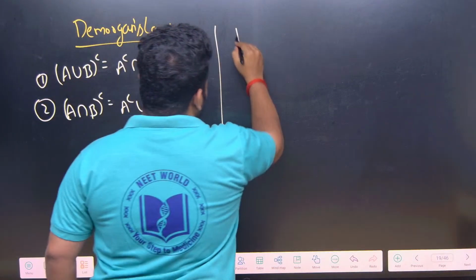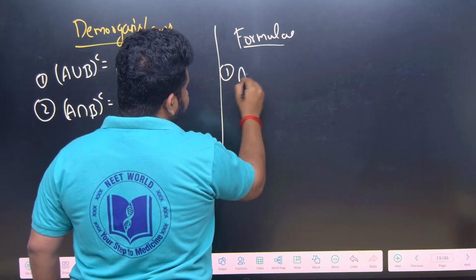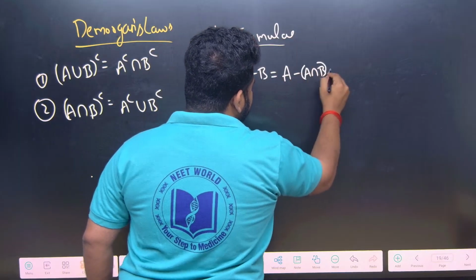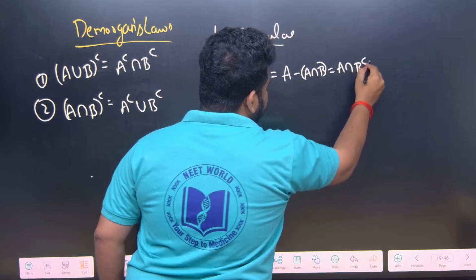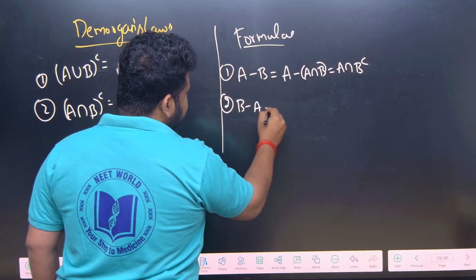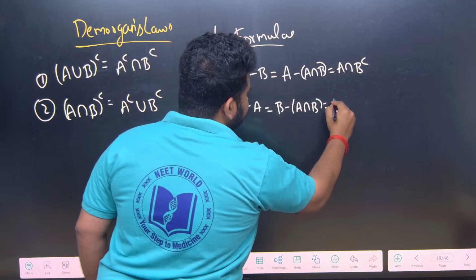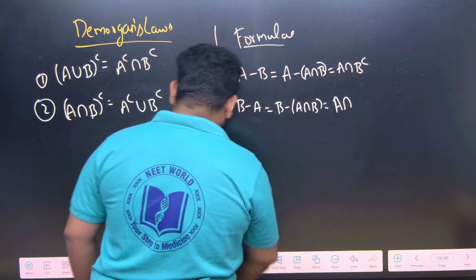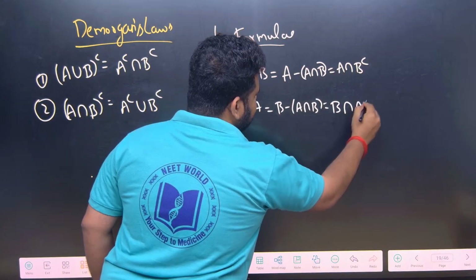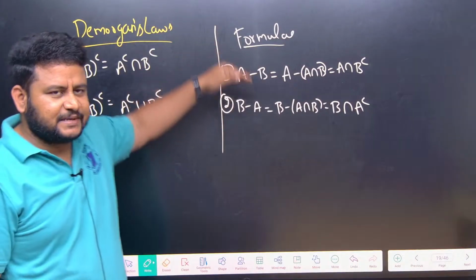Some formulas you have to know. This is not related to De Morgan's law. Suppose I write A minus B, it can be written as A minus A intersection B. This can also be written as A intersection B complement. Next one, you have to make a note of B minus A. If I write it, this is B minus A intersection B. This can also be written as B intersection A complement. So these are some basic formulas related to sets.